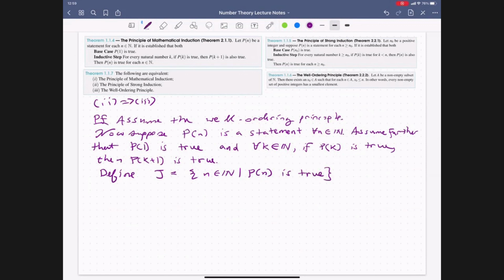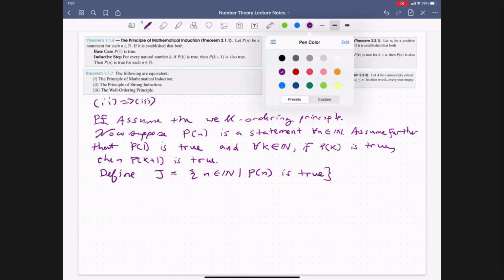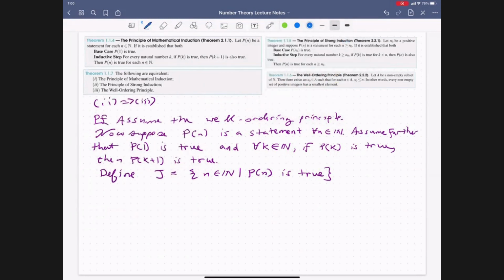So, in other words, what we want to show is that J is equal to the natural numbers. Because if J is equal to the natural numbers, then that's the same as saying that P of n is true for every single natural number. Because if J is the naturals, then P of n is always true. And so that's what we want to show. So let's go ahead and demonstrate this.